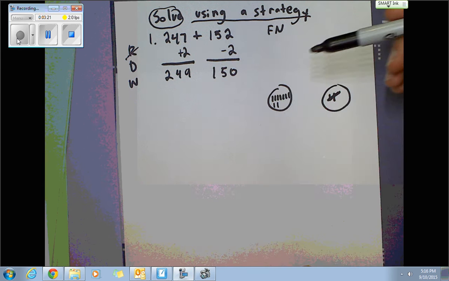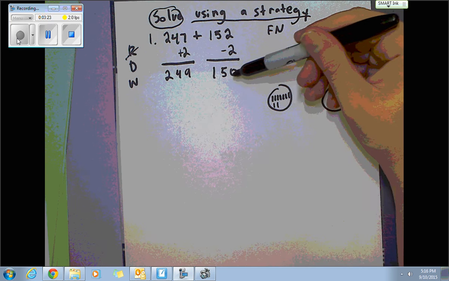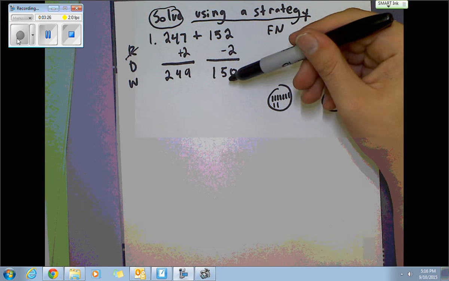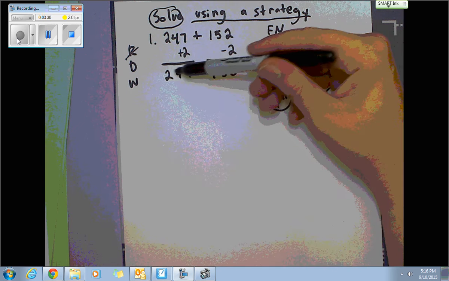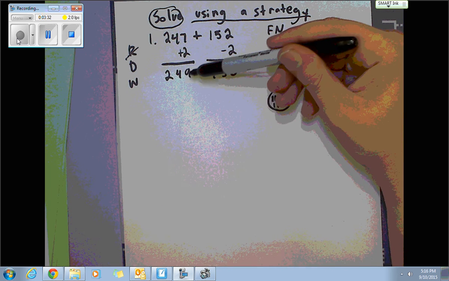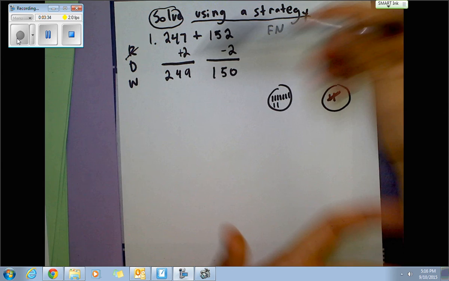So for example, looking at 150, well, 100 is pretty close to 150. I could change this to 100 if I wanted to. On this side, 249, well, that's close to 200. If I took away 49, I would have it as 200.